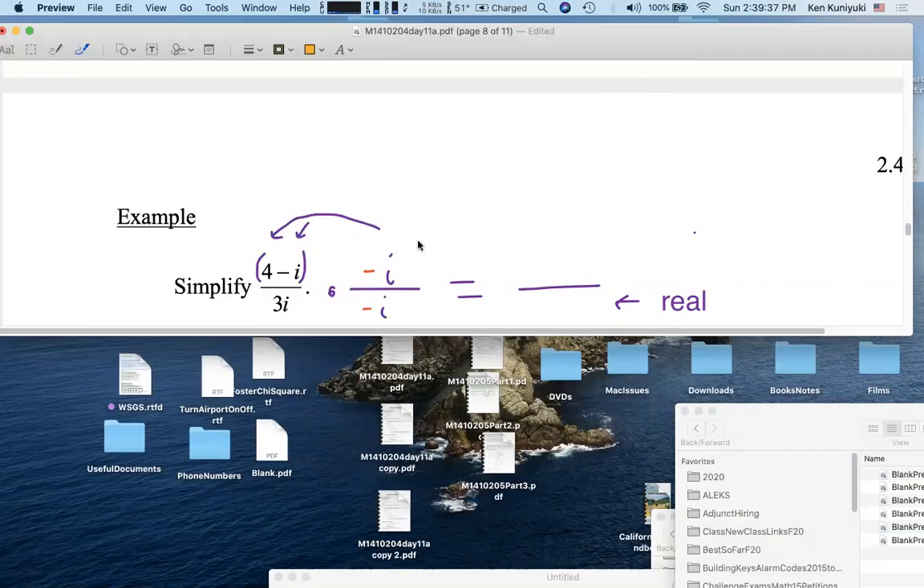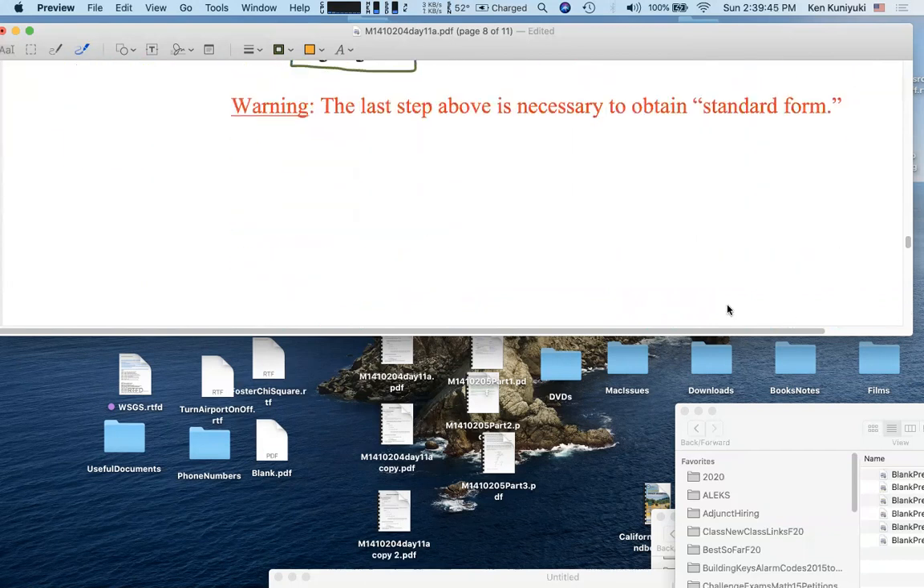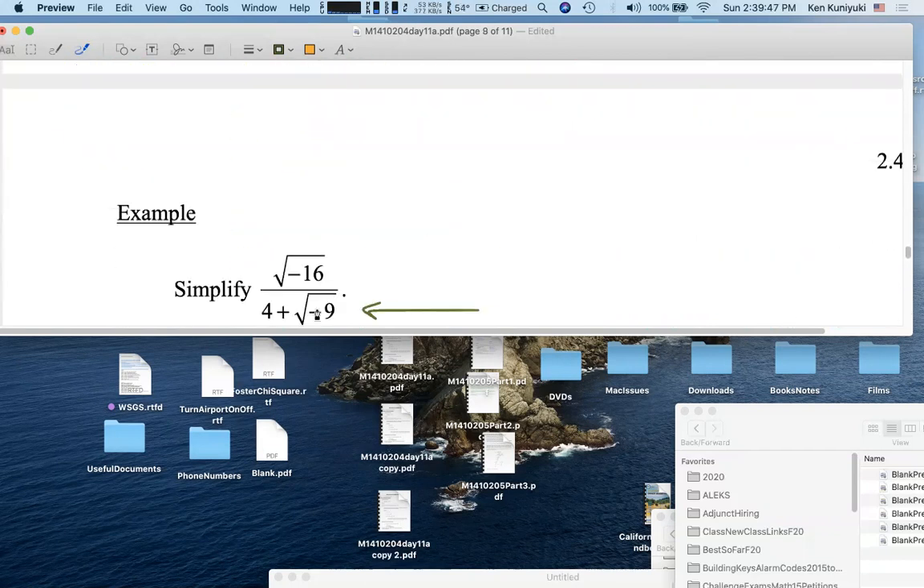Hi everyone. Before, when we were dividing by a pure imaginary number, the fix was very simple. But now, in our next example, the denominator is not pure imaginary. First of all, we need to rewrite this expression so that we simplify the radicals.